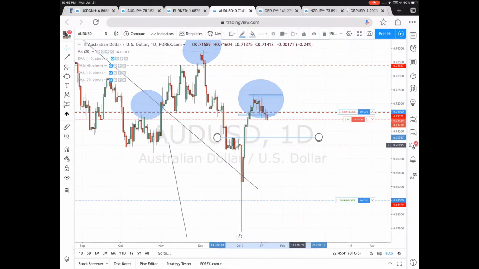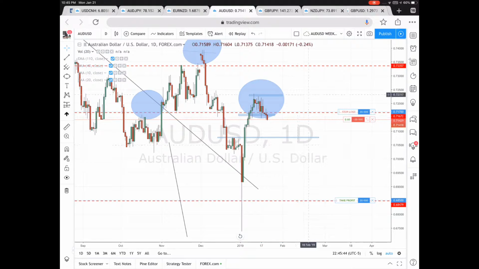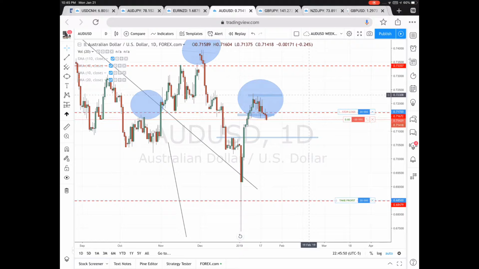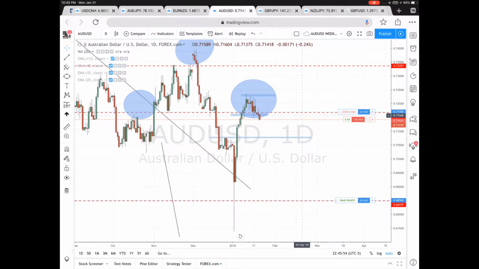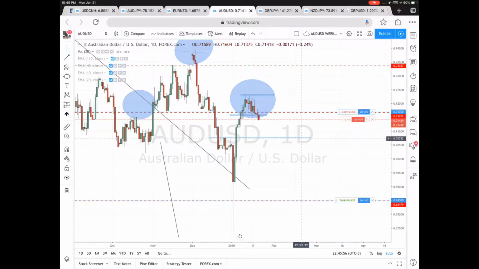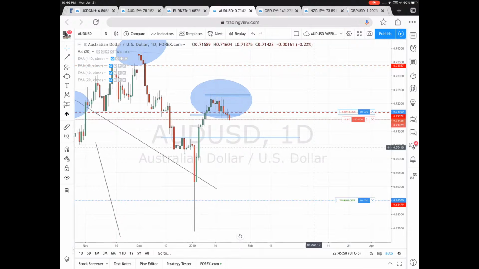So I was actually patiently waiting for the market to break. If you guys see, I have a long rectangle right here. I was waiting for the market to break this to the upside to continue on, or to break this support line to continue to the downside. So that's what I was patiently doing.